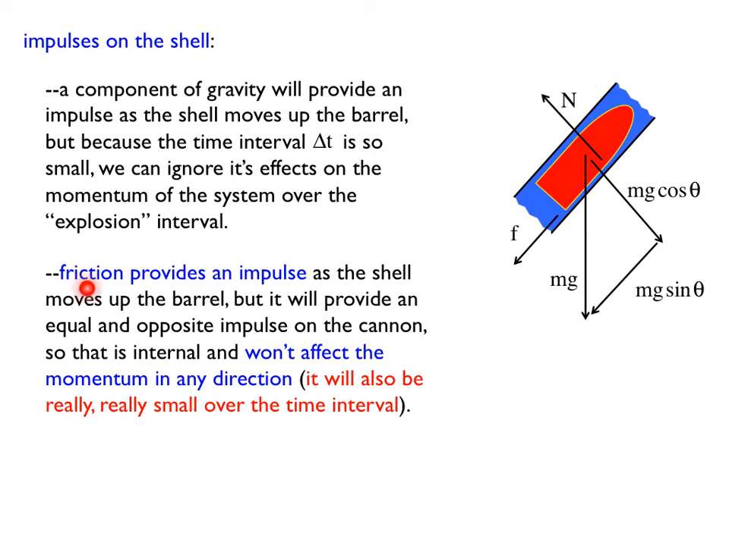And friction is going to end up producing an impulse as the shell goes up the barrel. Two things. Number one, the time interval again is going to be so small that that impulse is really going to be negligible. But even if it wasn't, the impulse that the barrel ends up applying to the shell that's frictional is going to be equal and opposite the impulse that the shell applies to the barrel that's frictional. Those are internal impulses. Again, that shouldn't affect the net momentum in the system over time.